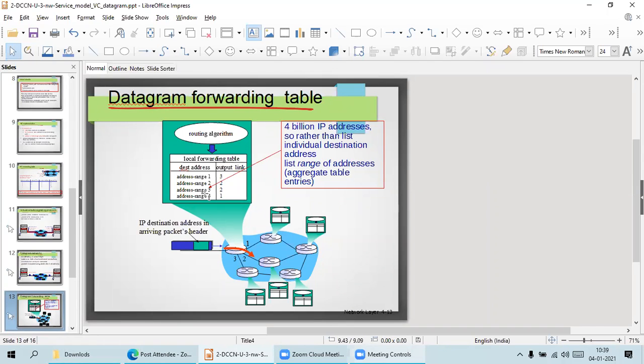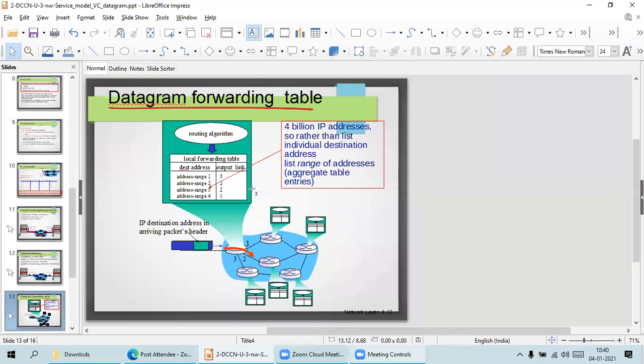There are 4 billion IP addresses. So rather than list individual destination addresses, we list ranges of addresses. Within these, to which link I have to forward, either 1, 2 or 3, I take with the help of this forwarding table. I have 4 ranges in my addressing table: range 1, range 2, range 3, and range 4.